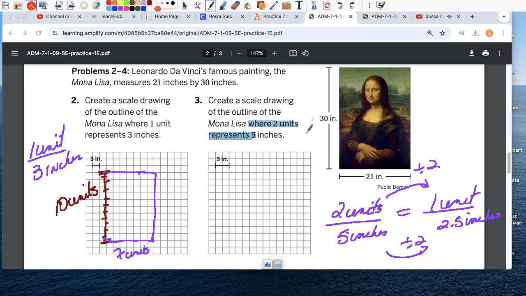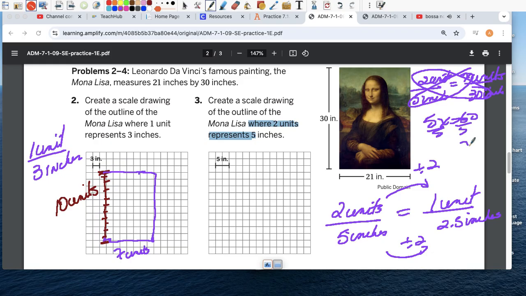All right. So if you take a look at 30 inches, let's do the proportion. Let me just do the proportion here, and I'm going to keep the initial scale. So 2 units, 5 inches. We want to know how many units we're going to use to represent 30 inches. Cross multiply, we get 5x. 2 times 30 is 60. Divide both sides by 5. X equals 12. So we need 12 units. So let's count 12. 1, 2, 3, 4, 5, 6, 7, 8, 9, 10, 11, 12.